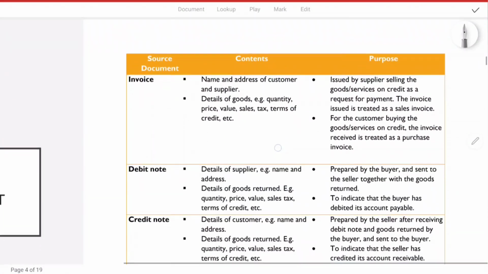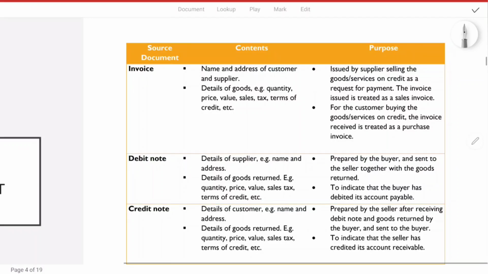Only after the business receives the goods from the seller does the seller issue the invoice, which details the name and address of the customer and supplier, details of goods, quantity, price, value, sales tax if any, terms of credit, etc. This is issued by the supplier selling the goods or services on credit as a request for payment. So the invoice issued is treated as a sales invoice.